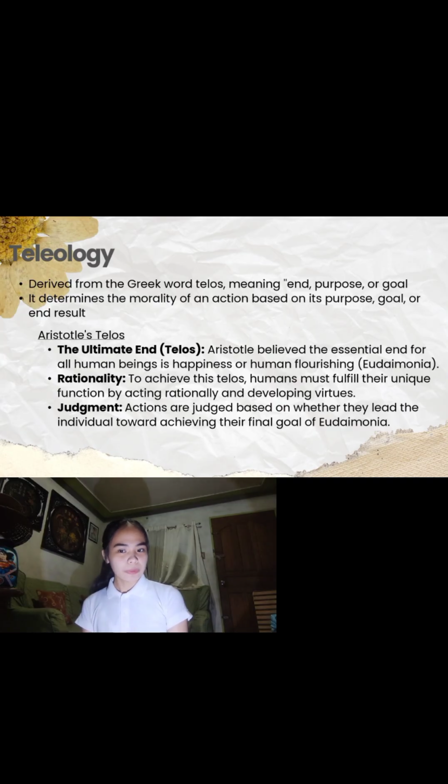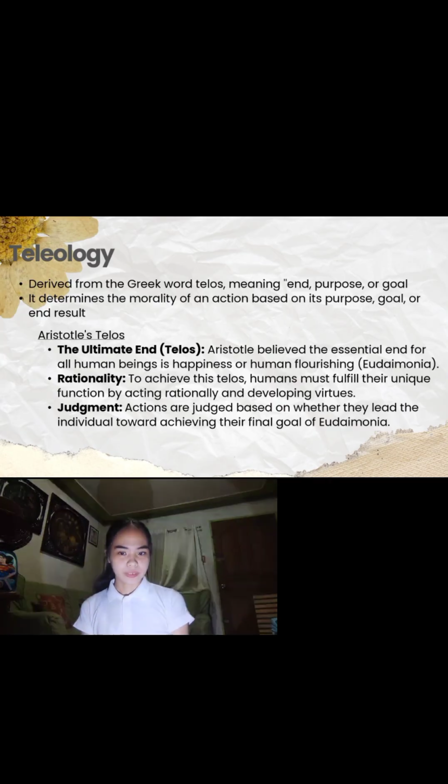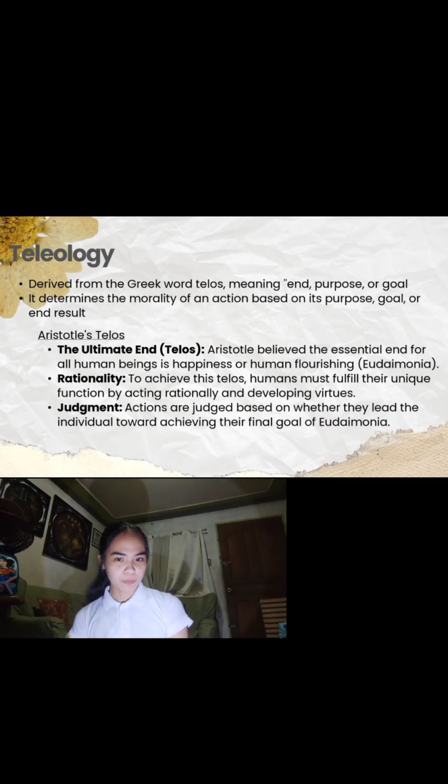Aristotle's telos, the ultimate end. Aristotle believed the essential end of all human beings is happiness or human flourishing. He believed that happiness is the main goal of all human life. Rationality. To achieve this telos, humans must fulfill their unique function by acting rationally and developing virtues. When we say acting rationally, we use our mind to decide what to do. We think carefully about what is right, because we also consider the possible consequences of our actions. Judgment. Actions are judged based on whether they lead the individual towards achieving their final goal of eudaimonia.